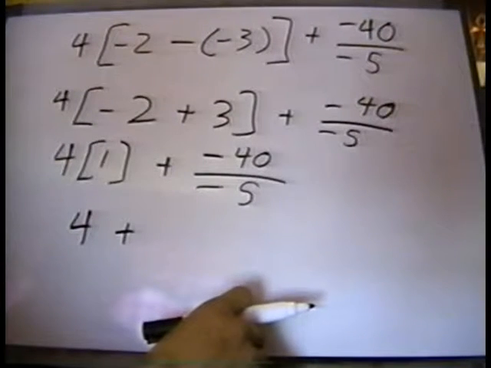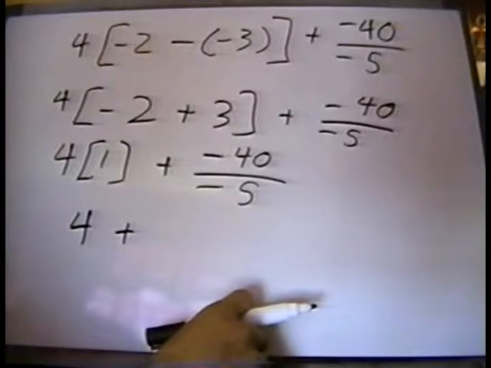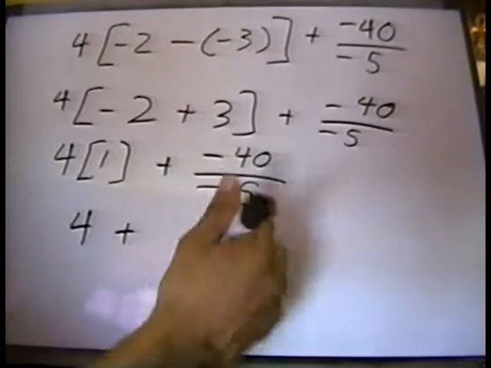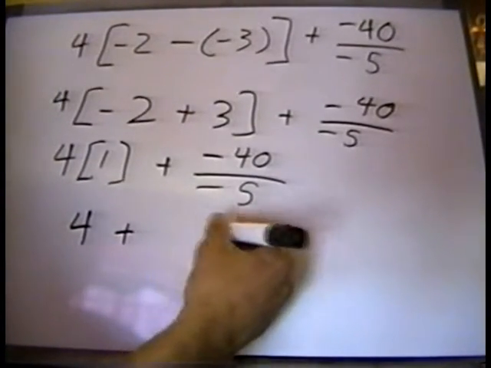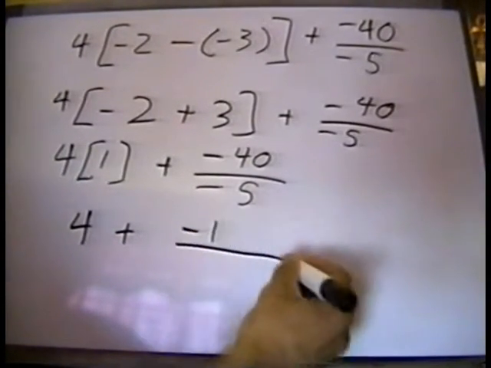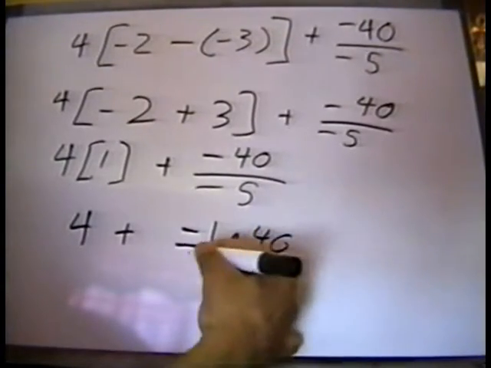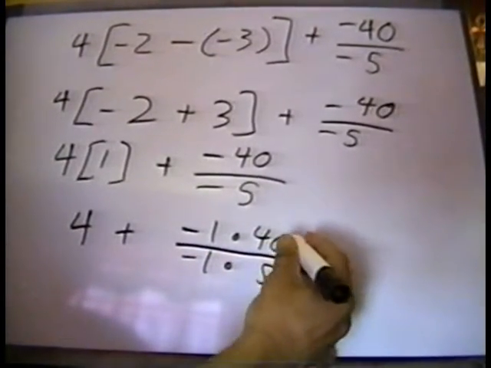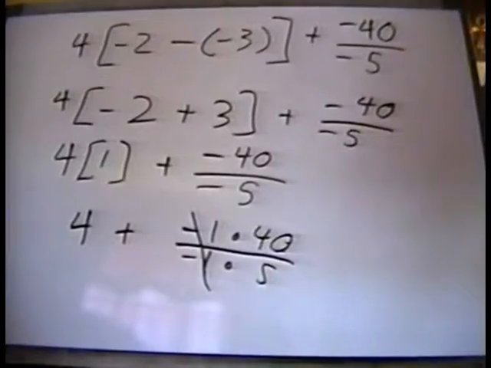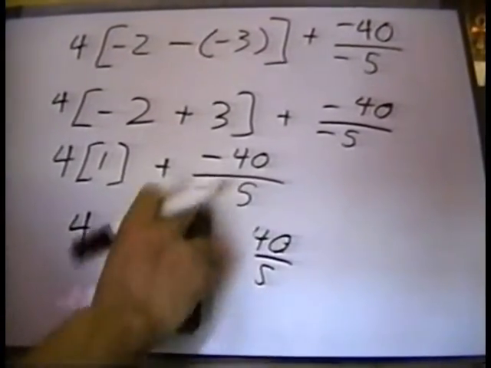number. Okay, that's positive, right? Or that's what that's equal to is -1 times 40 over -1 times 5. See, that cancels. So you get 40 over 5.